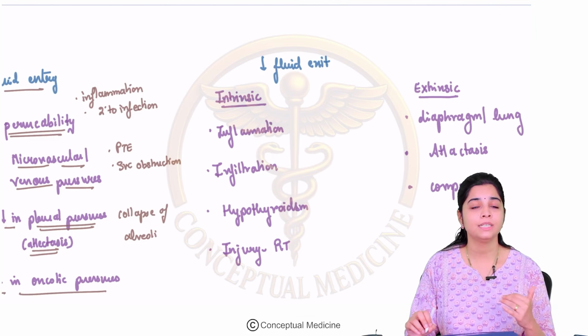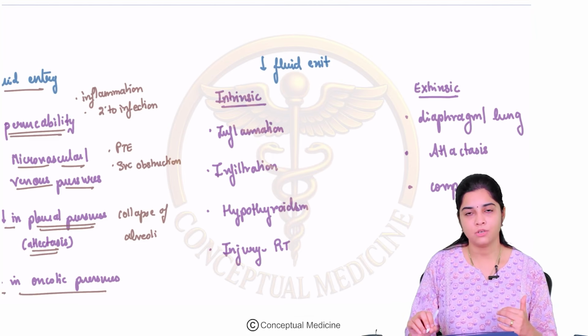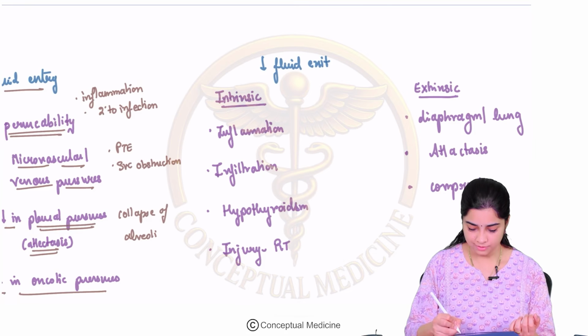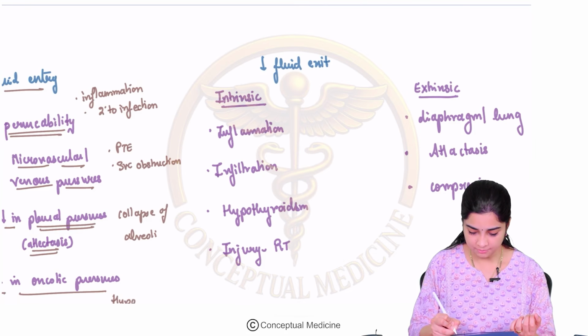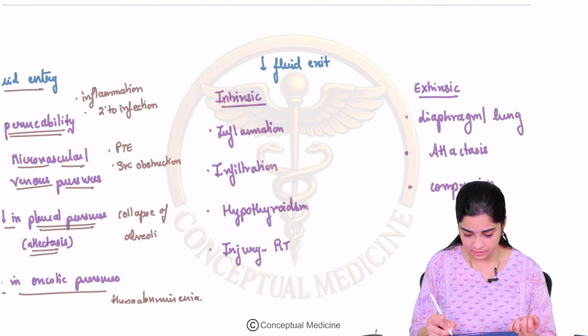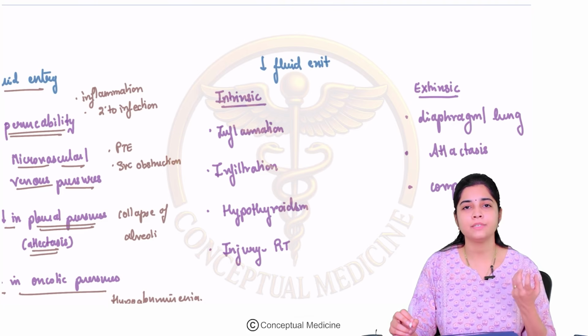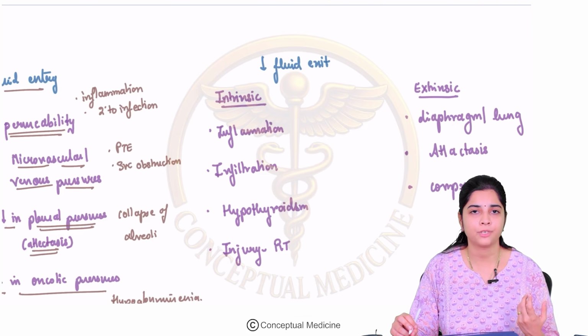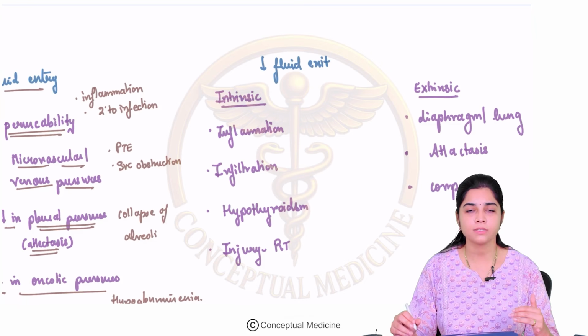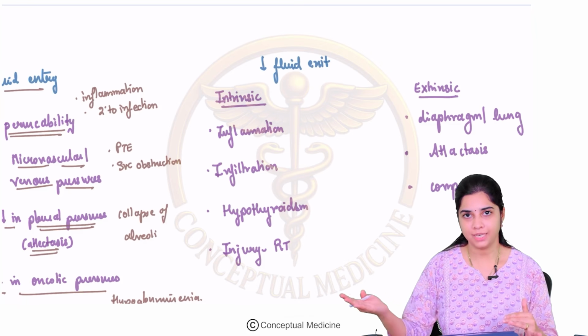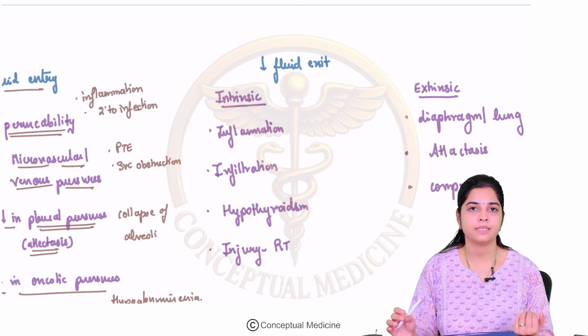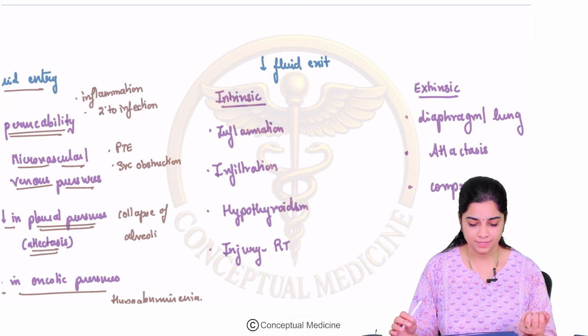There can be a decrease in the oncotic pressures. When there is a decrease in oncotic pressure, for conditions like hypoalbuminemia, there is a loss of proteins in conditions like nephrotic syndrome. We know from Starling's law that the proteins are responsible for maintaining the oncotic pressure. So when the oncotic pressure falls, the fluid moves from the high pressure to the low pressure area and hence it gets accumulated in the pleural space.